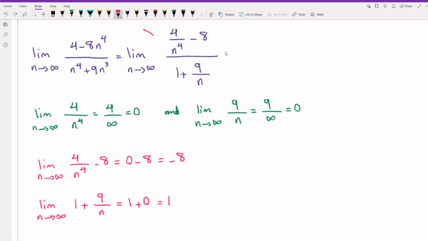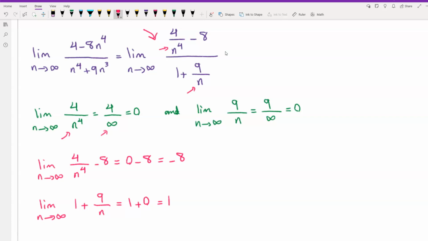Now evaluate the limit. Here we have 4 over n to the 4th power. Instead of n, now we use infinity. So in the denominator we have infinity, and on top we have a number. So 4 over infinity is equal to 0. And the same here for this part, the limit as n approaches infinity. Here we have 9 over n. Instead of n, we have infinity. So this is equal to 9 over infinity. Because of having infinity in the denominator, our limit is equal to 0.